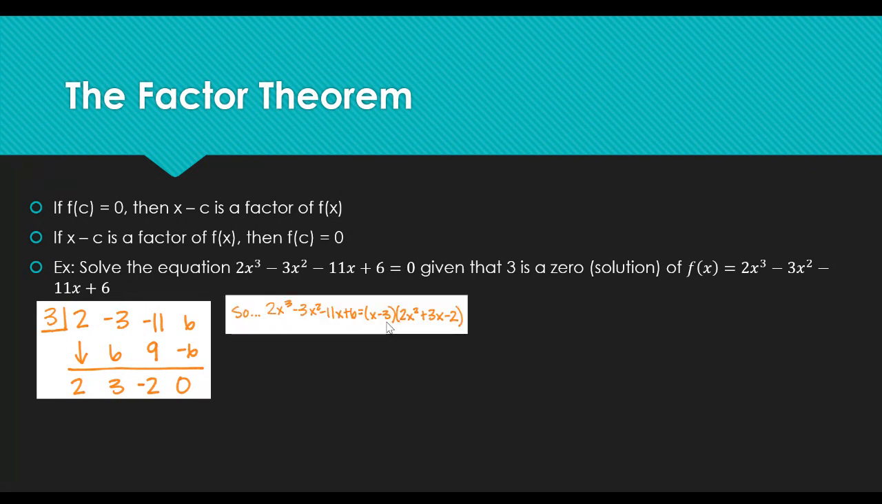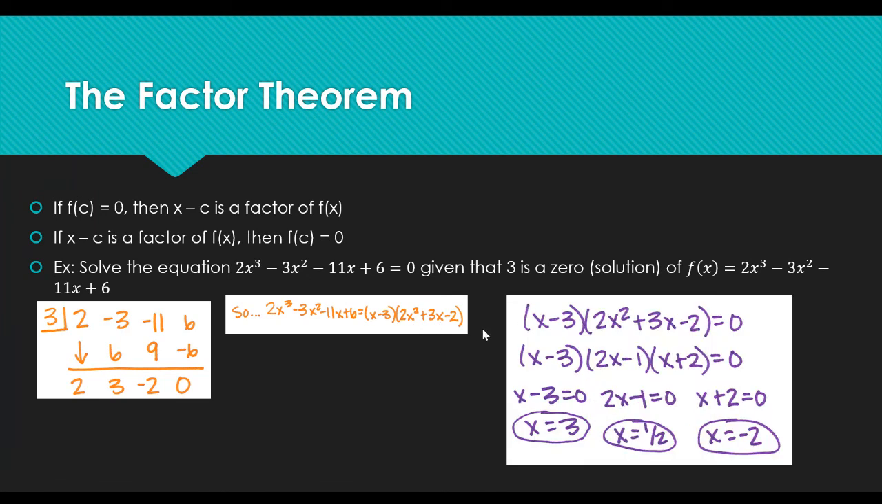So x minus 3 comes from the fact that 3 is a 0. That means x equals 3. So x minus 3 gives me that x equals 3. And then 2x squared plus 3x minus 2 is where that comes from right there. So now I want to solve this equation because I know these two equations are the exact same thing.